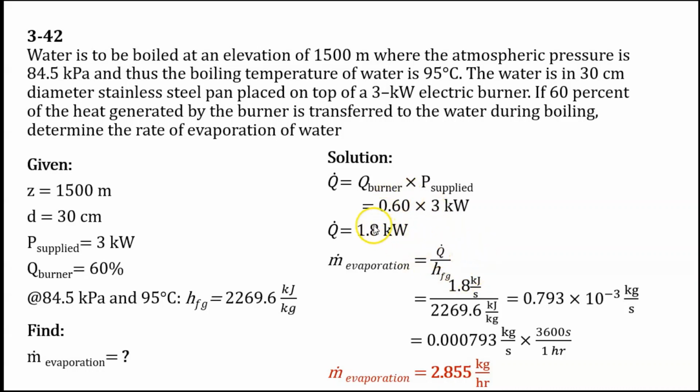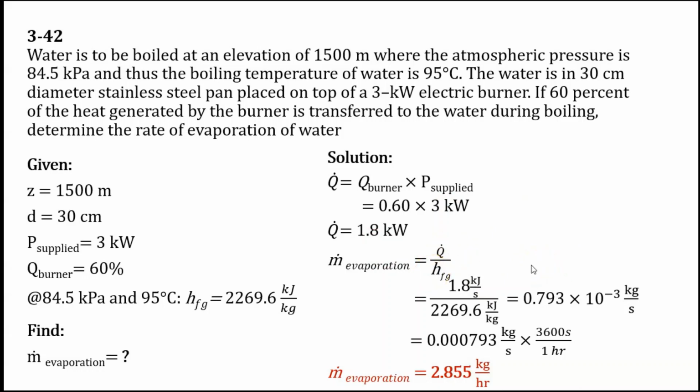The rate of heat transfer is given by the fraction of heat generated by the burner multiplied by the power supplied. So 0.60 multiplied by 3 kilowatts. We now have the rate of heat transfer, which is equal to 1.8 kilowatts. Now let's proceed in finding the mass flow rate of evaporation of water, which is equal to the heat transfer rate over the difference in enthalpy.